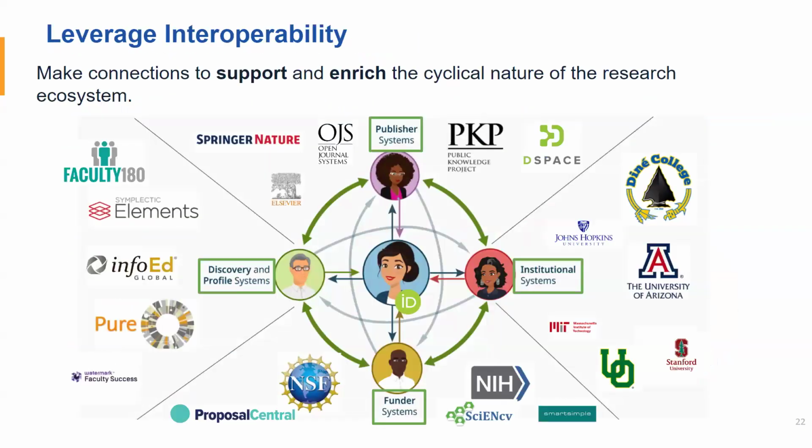And finally, an ORCID record can help leverage interoperability. An ORCID ID can make connections to support and enrich the cyclical nature of the research ecosystem. The relationships between publishers, funders, employers, and researchers can all benefit from the use and connections made by using ORCID. This is also true of the different systems that each member of the research ecosystem uses. With ORCID, making these connections and using these different systems in conjunction with ORCID can help make processes between funders, publishers, employers, and researchers easier and more trustworthy.